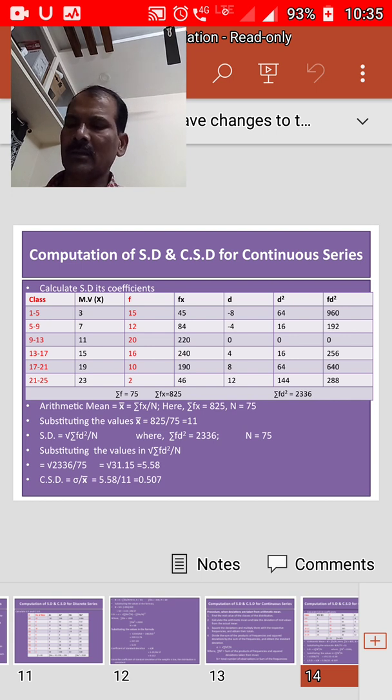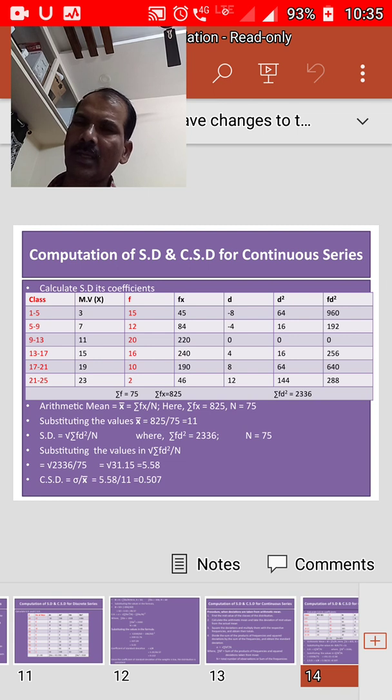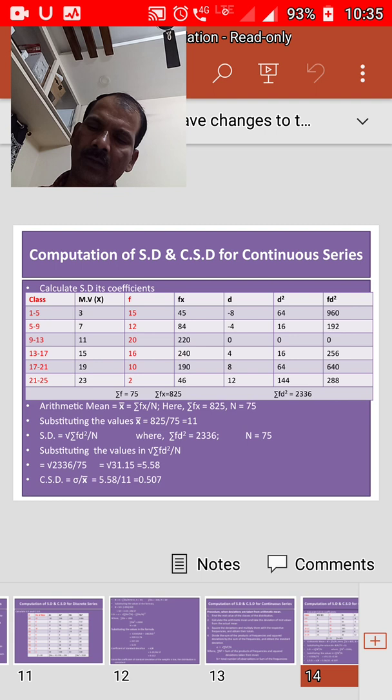mid value minus arithmetic mean: 3 minus 11 is equal to minus 8, 7 minus 11 is equal to minus 4, 11 minus 11 is equal to 0, 15 minus 11 is equal to 4, 19 minus 11 is equal to 8, 23 minus 11 is equal to 12. In such a manner we will get the deviations.